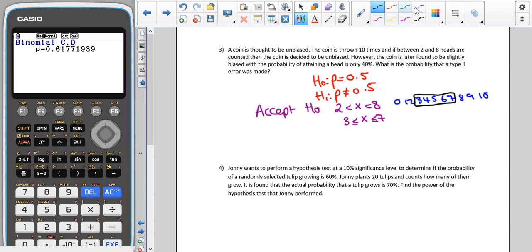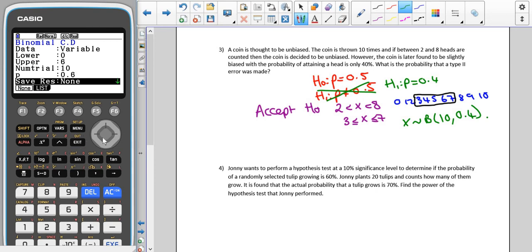We're also told in the question that the true probability of getting a head is 40%. So our H1 is no longer that it's not 0.5, instead it's that it's 40%. So we're going to be using X follows the binomial distribution with the number of trials of 10 and a probability of 0.4, and we're finding this probability.